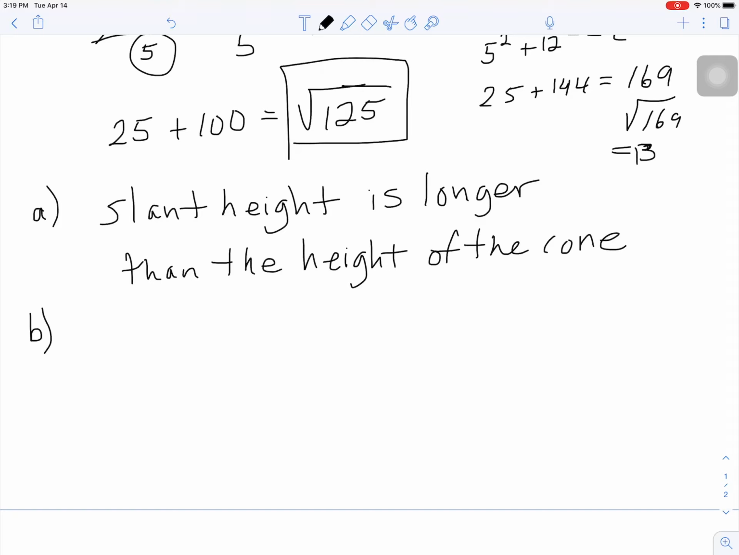If we're looking at B, it says, compared to the height of a pyramid, the slant height of a pyramid is A, longer, B, shorter, or C, the same. I'll give you a second to answer that one because I just said it. So your answer for B would be A.